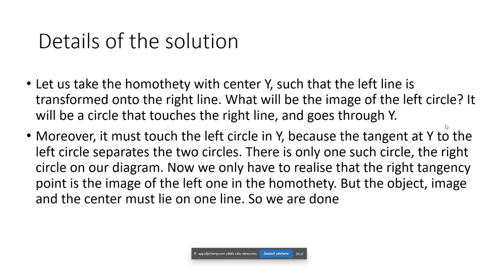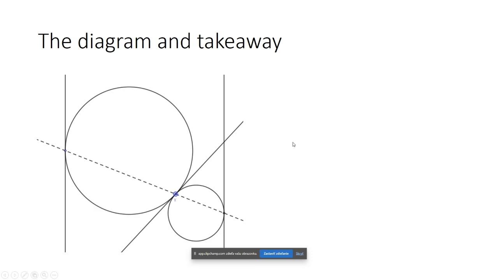And now we only have to realize that tangency points are each other's images at this homothety, and because of that they must lie on a line. Okay, and this is simply the truth, and therefore we are done. So here is again the diagram.